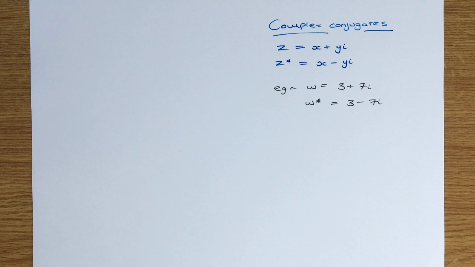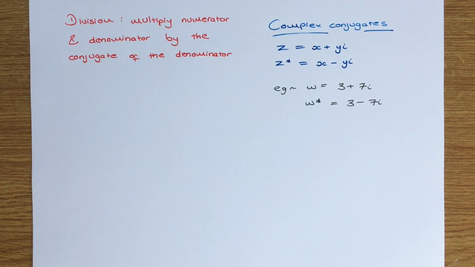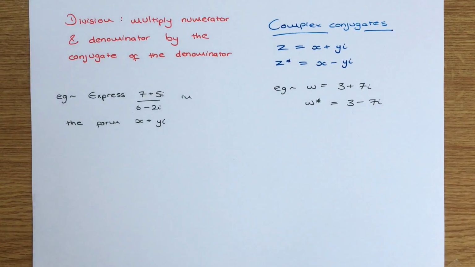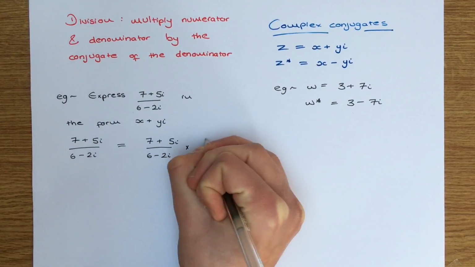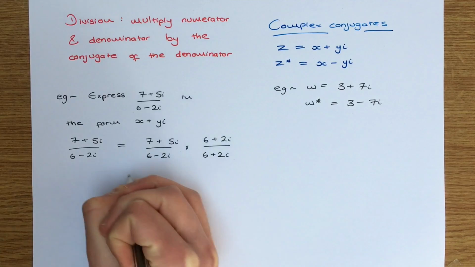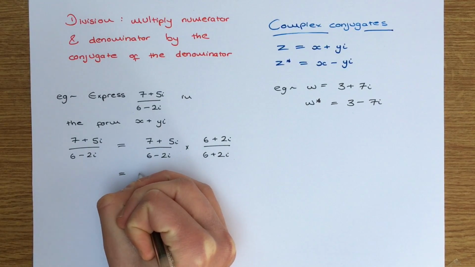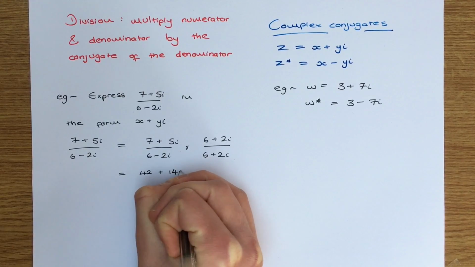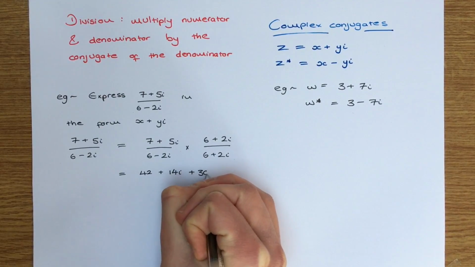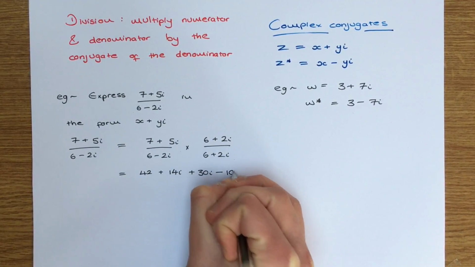So finally, to divide two complex numbers and get the answer in the form x add yi, you'll need to multiply the numerator and the denominator by the conjugate of the denominator. So in this example here, I'm going to multiply top and bottom by the conjugate of 6 minus 2i, which is 6 add 2i. On the top, I'll multiply out as usual, remembering that i squared is equal to minus 1, but on the bottom I'm going to use the difference of two squares.